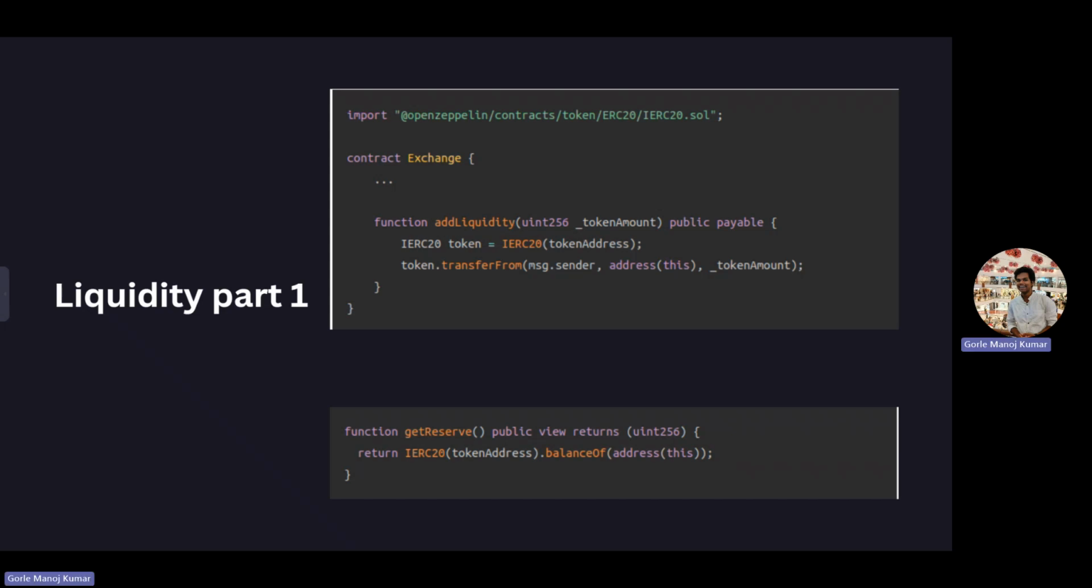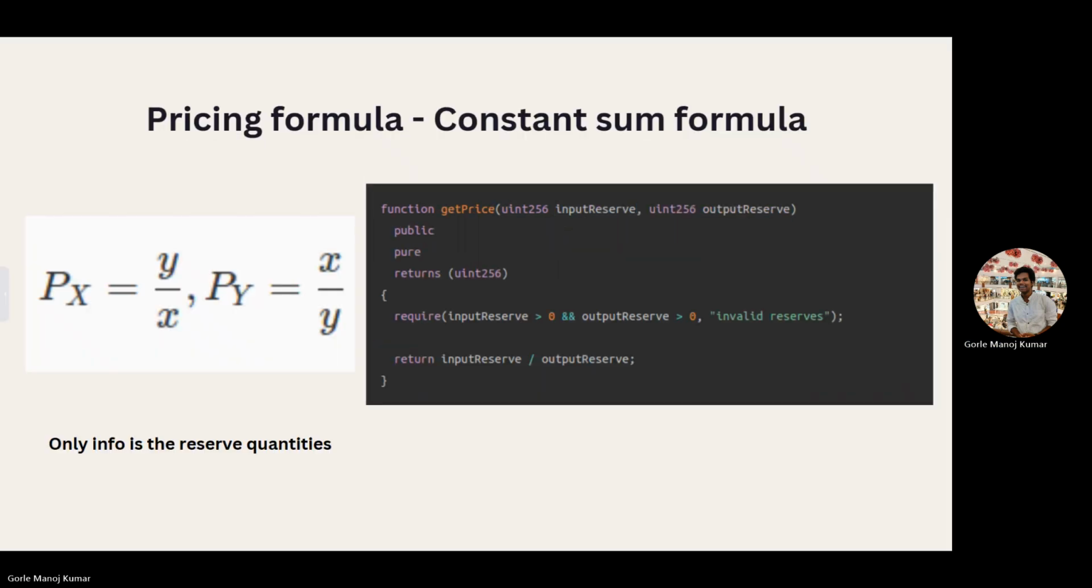So for this, moving on. So let's talk about this. Yes, this will be reversed, I was thinking so. Okay. This is the main function that we'll be working on. We're creating another function, which tells the price of the output reserve with respect to the input reserve. So P x equal to y upon x, P y is equal to x upon y.